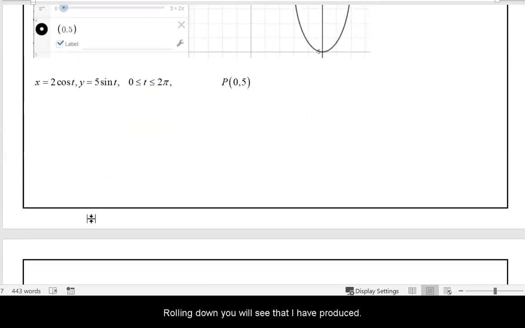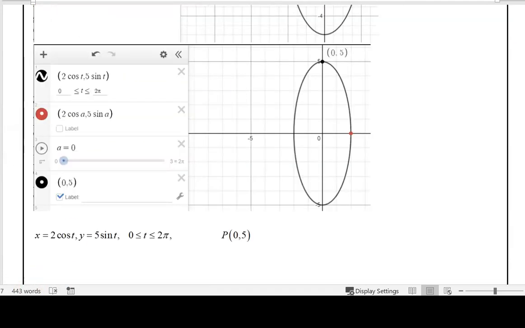Scrolling down, you will see that I have produced a graph. In this second graph, you'll notice that I have actually labeled the point. Whenever you do this, you will enter the point as an ordered pair inside parentheses. Make sure you click on the box label, and it will put the label and the point you're interested in on the graph. For a point like (0, 5), that's not really very important. But if the point were something like the square root of 2 or 5 divided by the square root of 3, I would really need a label to know where it is.